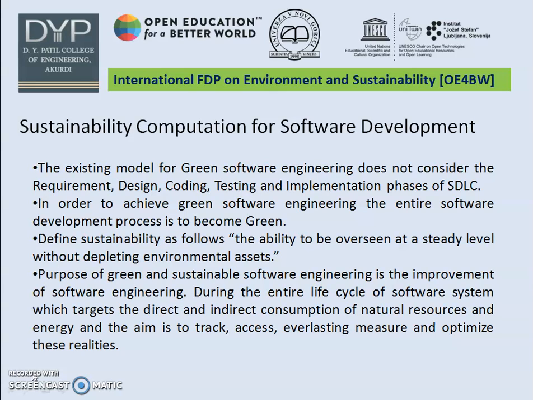So now let's see how the sustainability computation happens for software development. The existing model for green software engineering does not consider the requirement, design, coding, testing and implementation phases of the software development lifecycle. So in order to achieve green software engineering, the entire software development process has to become green. We can define sustainability as the ability to be overseen at a steady level without depleting environmental assets. The purpose of green and sustainable software engineering is the improvement of software engineering during the entire life cycle of a software system, which targets direct and indirect consumption of natural resources and energy, and the aim is to track, assess, and optimize these realities.